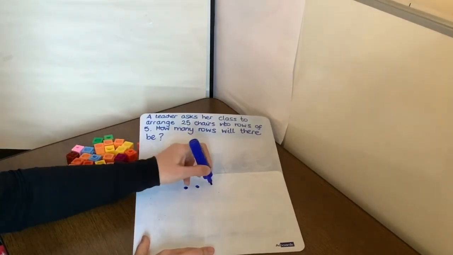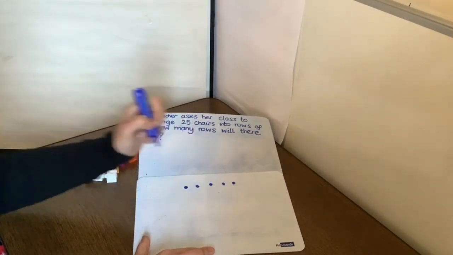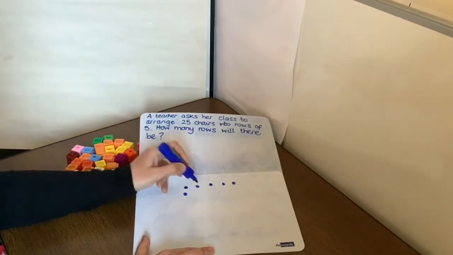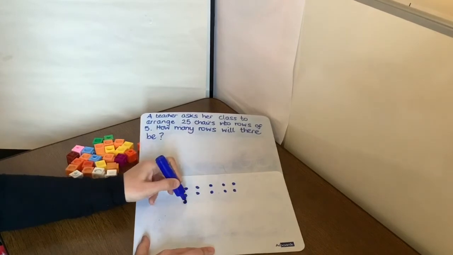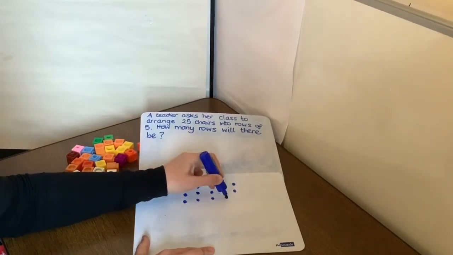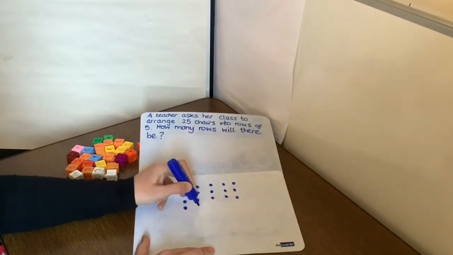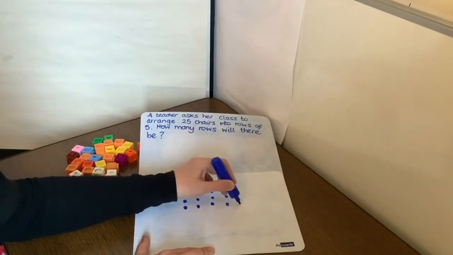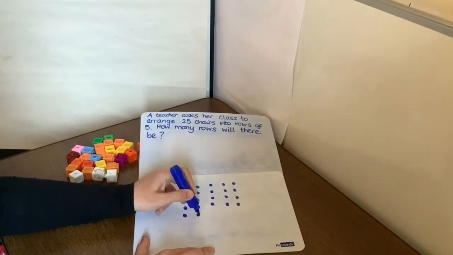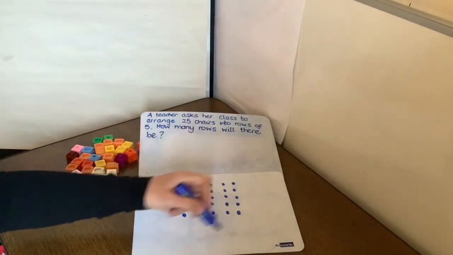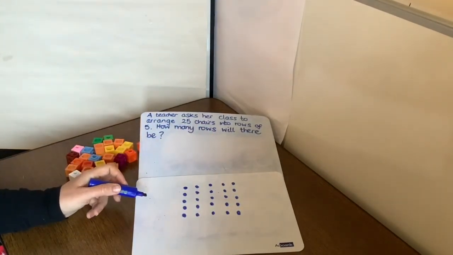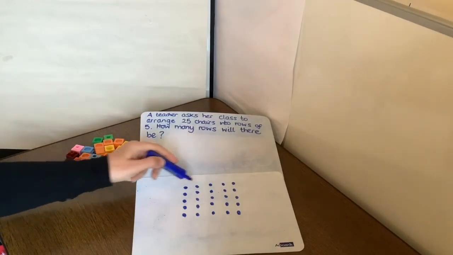1, 2, 3, 4, 5. 6, 7, 8, 9, 10. 11, 12, 13, 14, 15, 16, 17, 18, 19, 20, 21, 22, 23, 24, 25. So altogether there would be 25 chairs. We've put them into rows of 5.